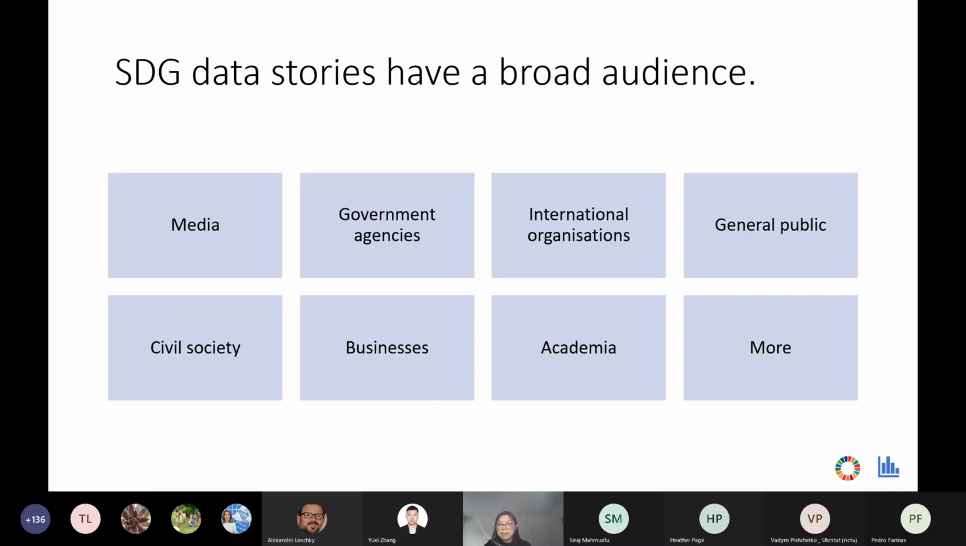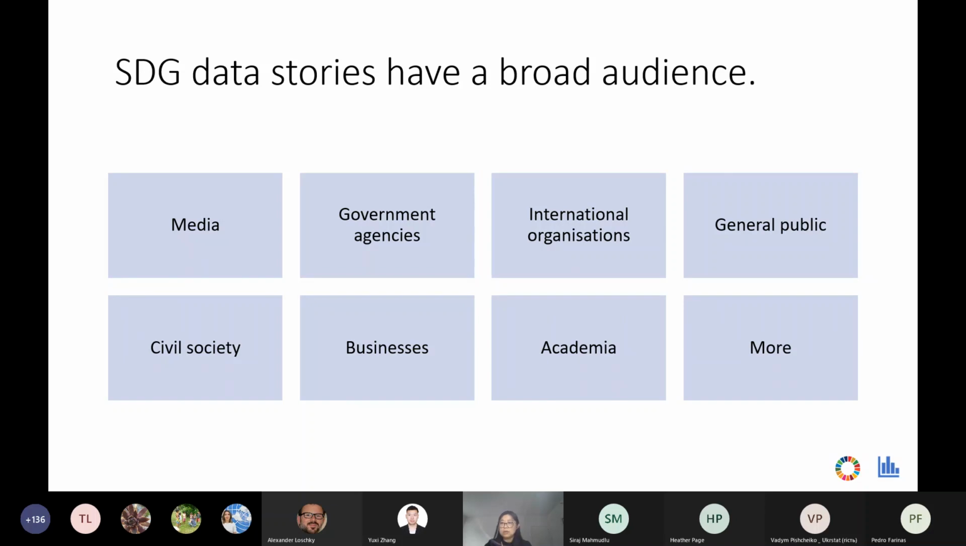And then to make things even more challenging for data storytellers in SDG reporting, you are dealing with an exceptionally broad audience. You're writing or developing your data stories for media, for government agencies, international organizations, and the general public, and many, many more. So each of these subgroups of the audience has their own interests, priorities, and preferences. This makes it even more challenging for you as a data storyteller.